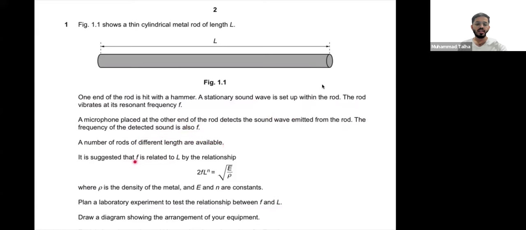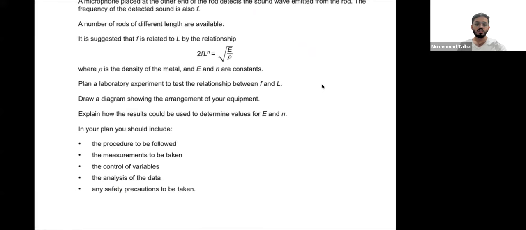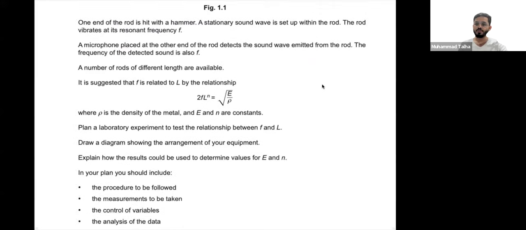It is suggested that F is related to L by this relationship, which is given here. Rho is the density of the metal, E and N are constants. Plan a lab experiment to test the relationship between F and L. And the rest of the stuff is going to be the same points over and over.